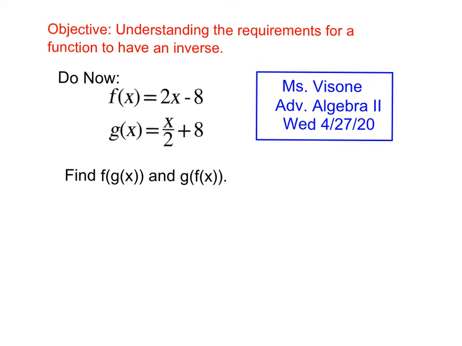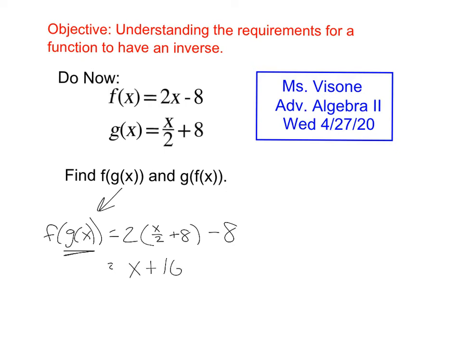So we're going to do f of g. Okay, so this one, f is the outside, so f of g of x equals 2 times something minus 8, and then the inside is g of x, which is x over 2 plus 8. So if I simplify that, I get x plus 16 minus 8, which is x plus 8.